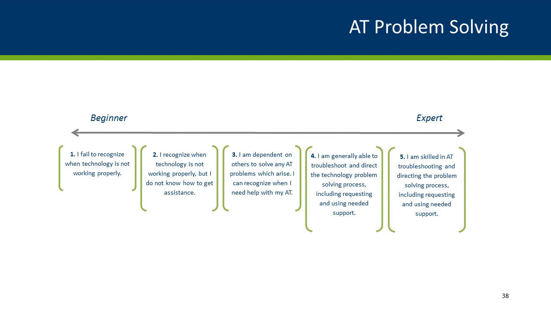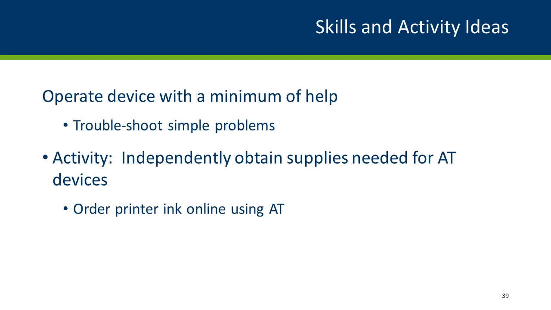Again, I want to point out the number 3 indicator, or the number 3 rating. I'm dependent on others to solve AT problems, but I can recognize when I need help with my AT. I see many of our students at that number 3 level. Suggested skills and activities: operate a device with a minimum of help.